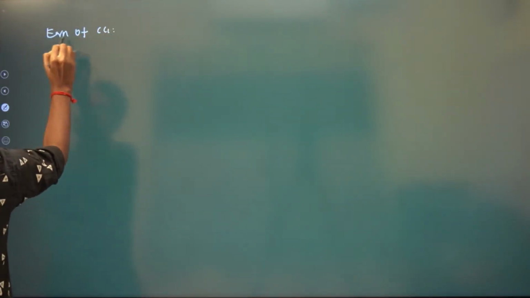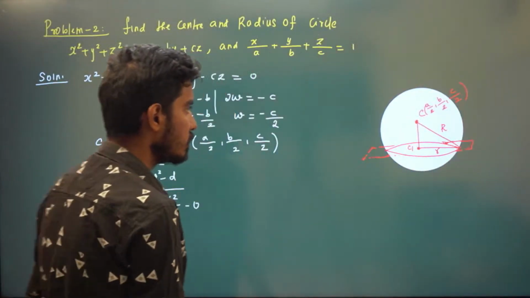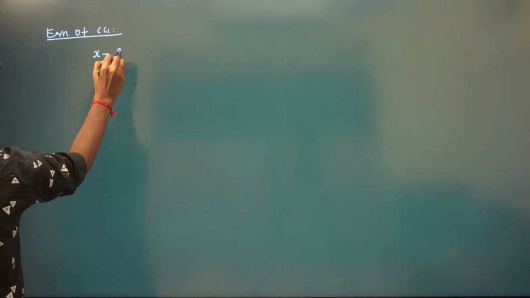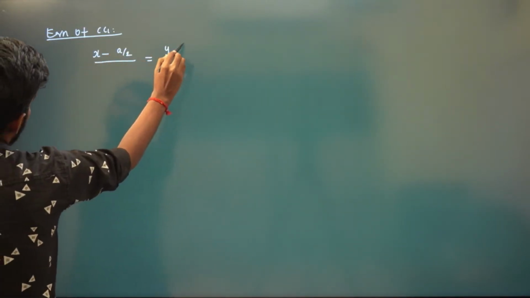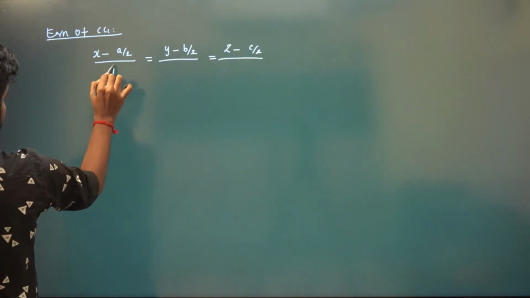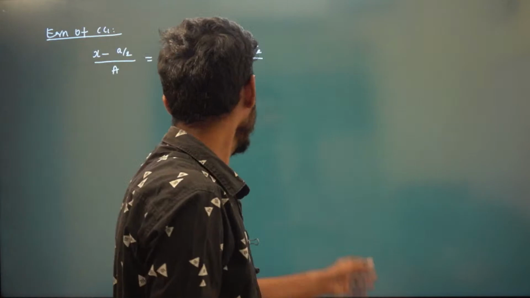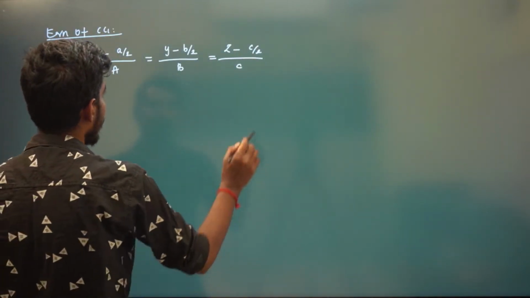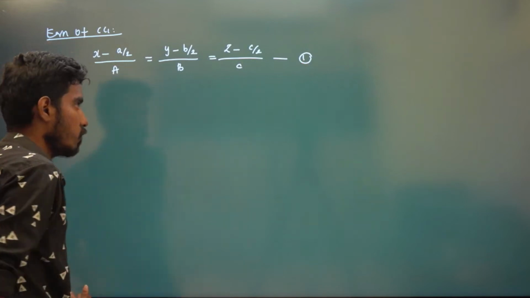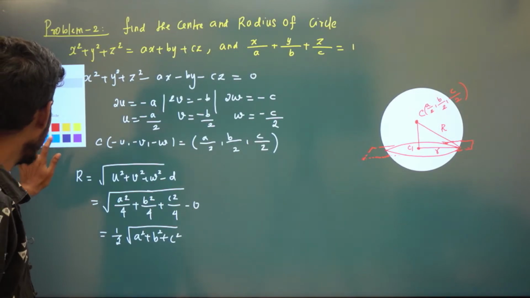Now, what is the equation of CC1? You can see this straight line is passing through this point. So that means a by 2, b by 2, c by 2 is one of the coordinates: x minus a by 2, y minus b by 2, z minus c by 2. Let us say this capital ABC is the direction ratio, because we already have small abc there, where capital ABC is the direction ratio of that straight line CC1.